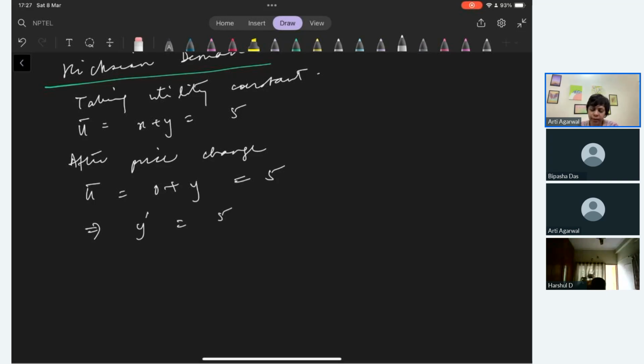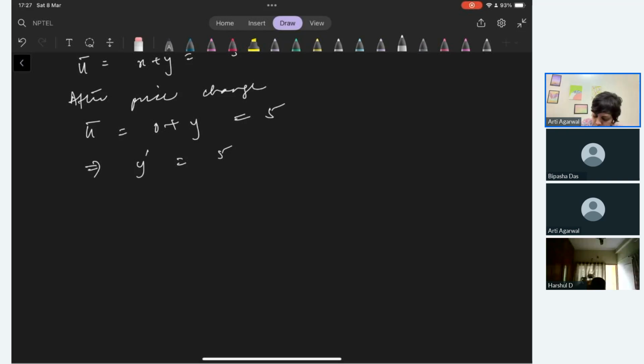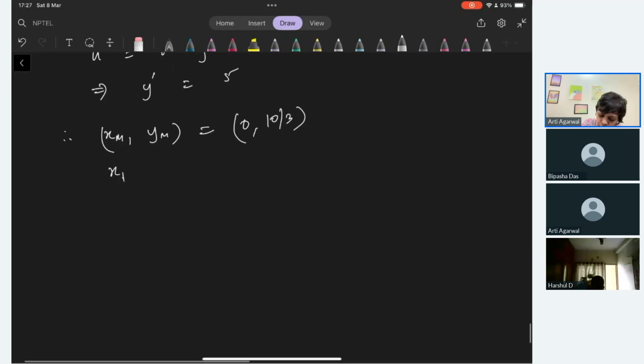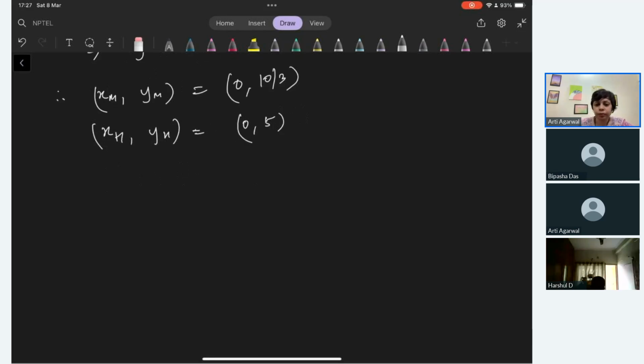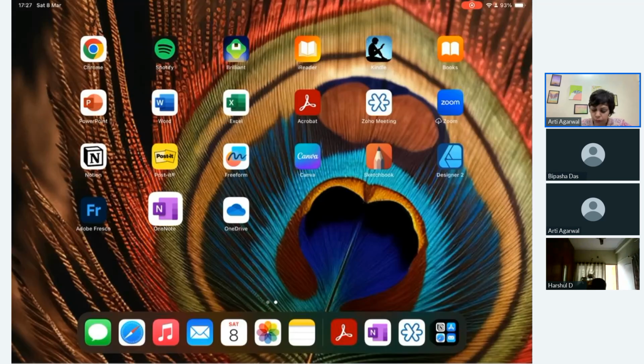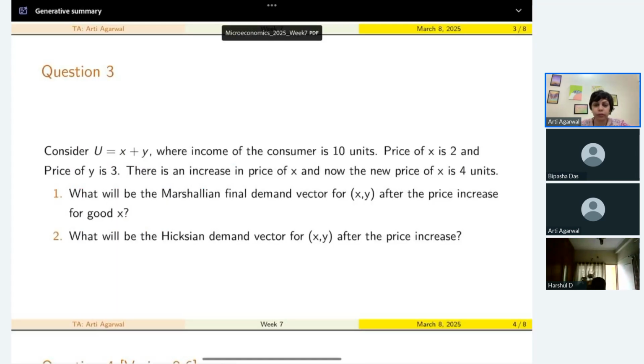X is 0. Therefore, you can say (Xm, Ym) is equal to (0, 10/3) and (Xh, Yh) is equal to (0, 5). I put it as subscript. You can put it as superscript if you want. It means the same thing. Okay, this is what the question was asking you, and this is what we found. Okay, is this good?